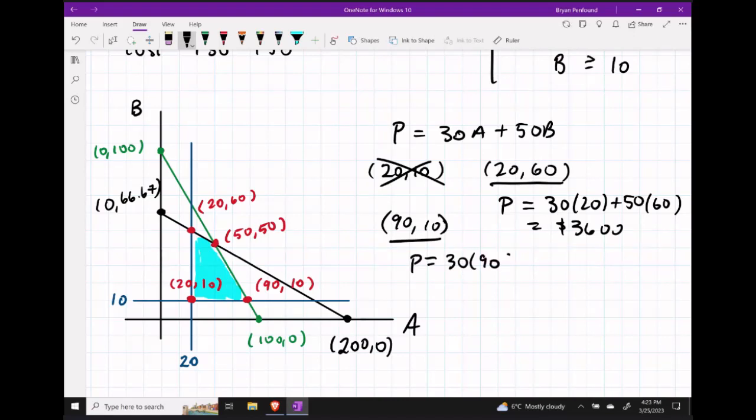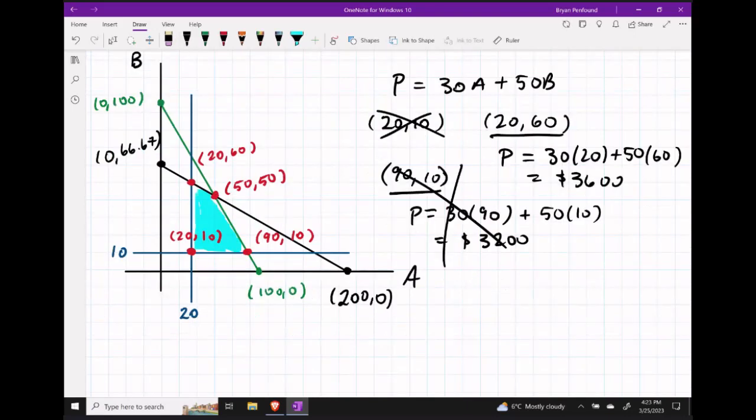If instead we sell 90 package A's and 10 package B's, what's going to be our overall profit? In this case, it's going to be $3,200. So this corner point definitely can't be the maximum.